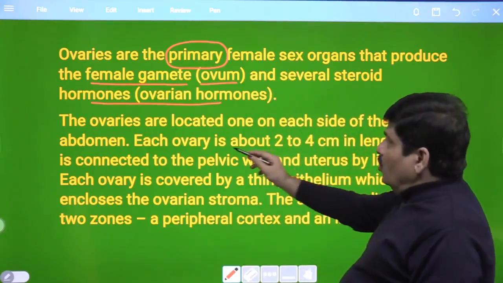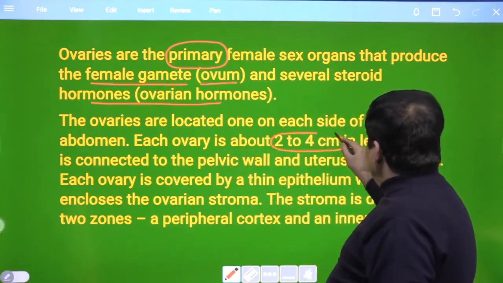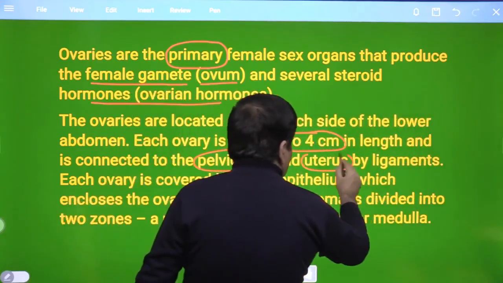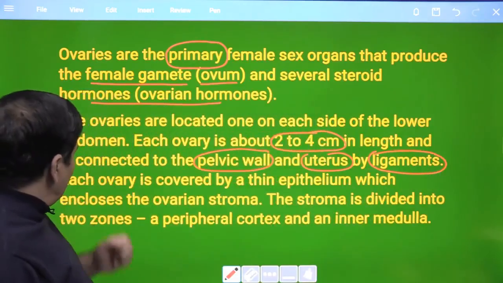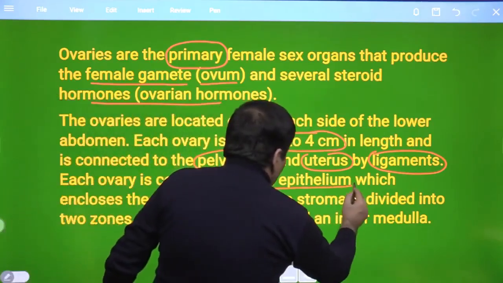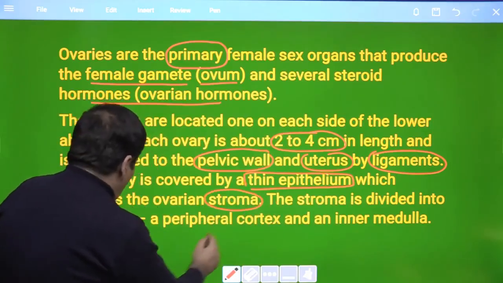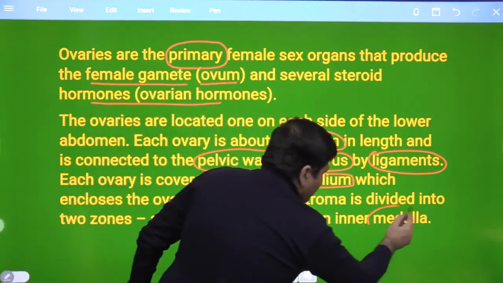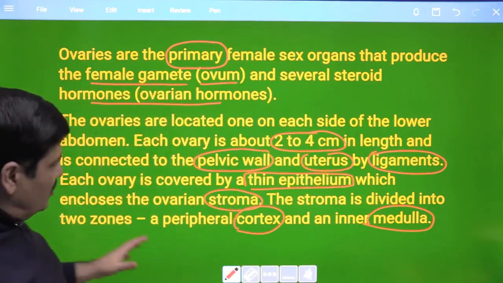And on each side of the lower abdomen, we know this is called the pelvis, is about 2 to 4 centimeter in length and is connected to the pelvic wall and uterus by ligaments. Each ovary is covered by a thin epithelium, which encloses the ovarian stroma. The stroma is divided into a cortex and an inner medulla, and we know what is present in the cortex and what is present in the medulla.